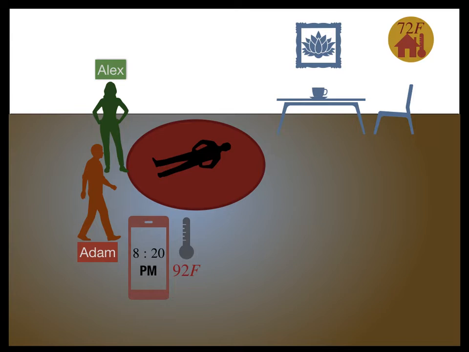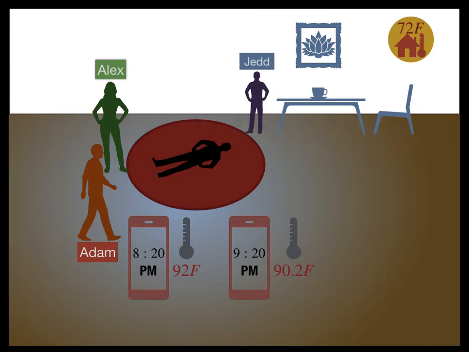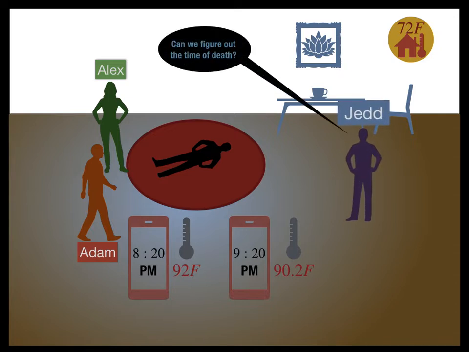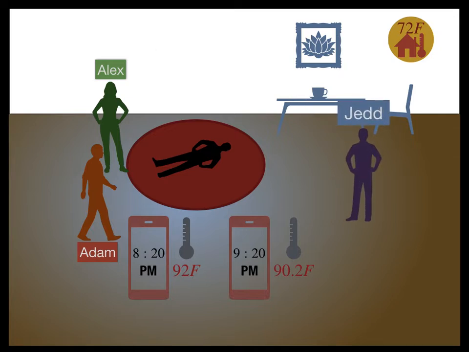About an hour later, or 60 minutes later, she took the temperature again and got 90.2 degrees Fahrenheit. A few minutes later, the detective Jed showed up, walked around, and noticed that the thermostat in the room indicated the room temperature was about 72 degrees. He asked Alex, "Can we figure out the time of death?" Alex said, "Yeah, sure. We can use math to do that."